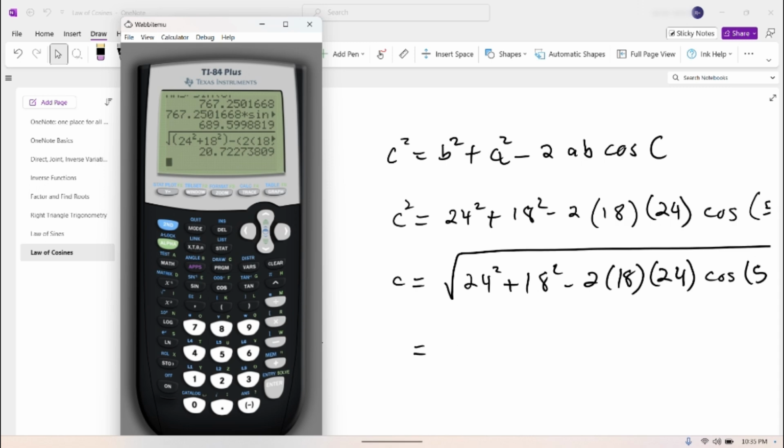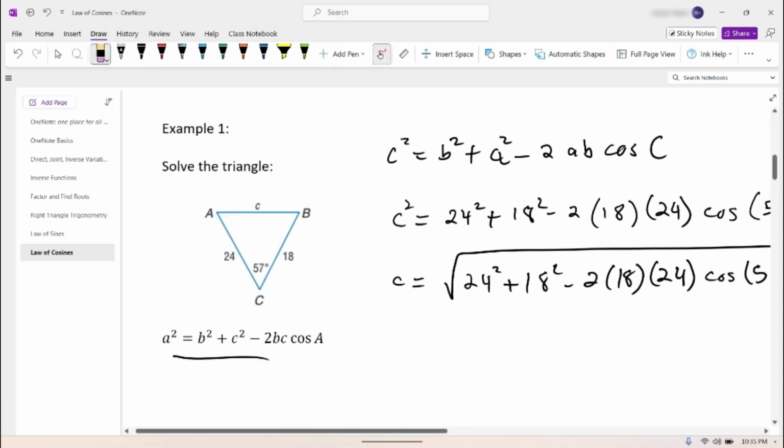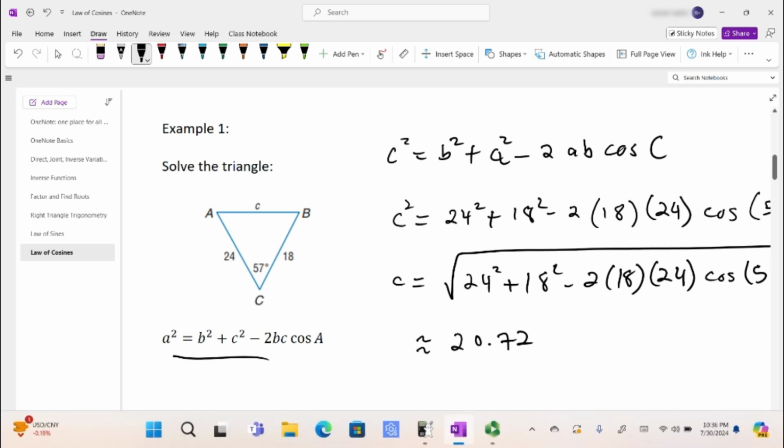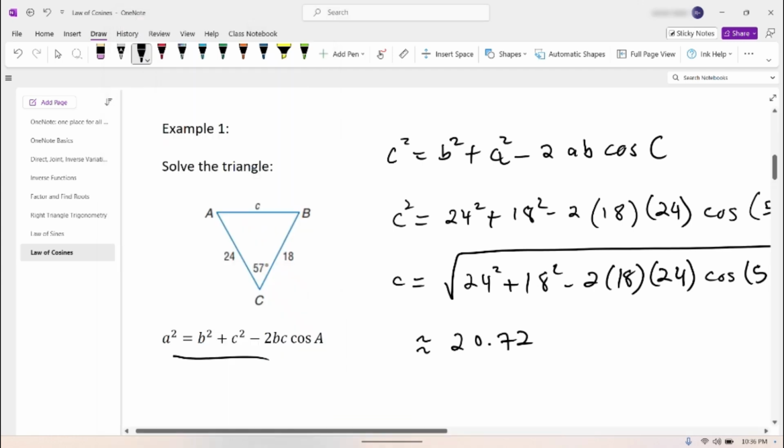It's an approximation, so we're going to use that symbol instead. This is an exact answer up here. This is all an exact answer. But once we round it, it's going to have this symbol, 20.72. Let me just double check that was what the calculator gave, yes. All right, so that is side c.